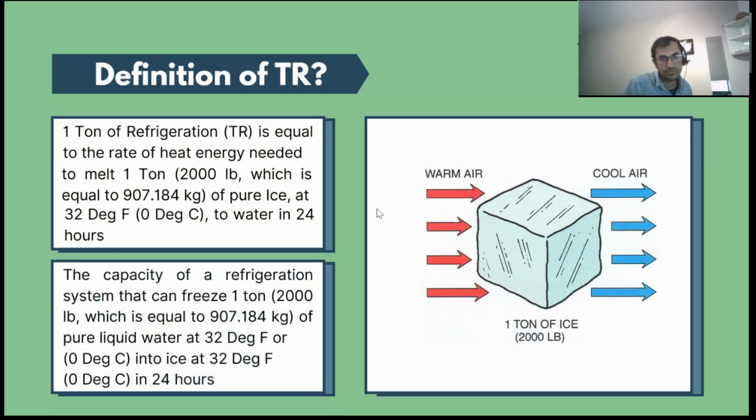We can define it in other ways as well. The capacity of a refrigeration system that can freeze 1 ton of pure liquid water at 0 degrees centigrade in 24 hours. So TR can be defined in either way. I hope it is clear.